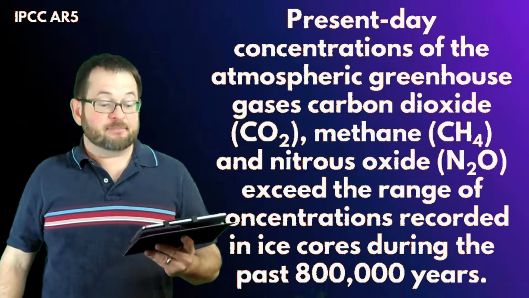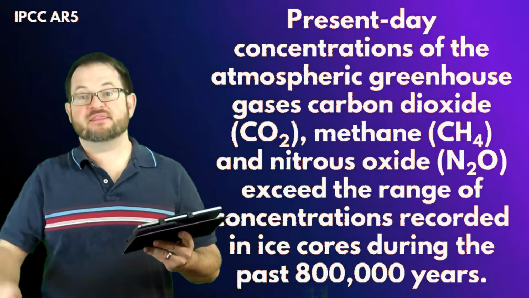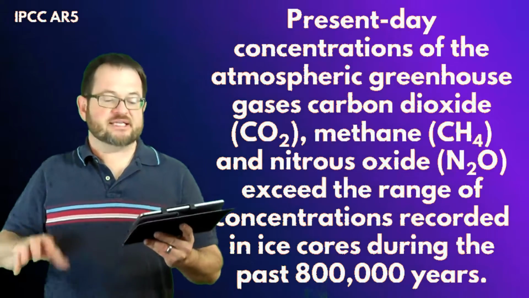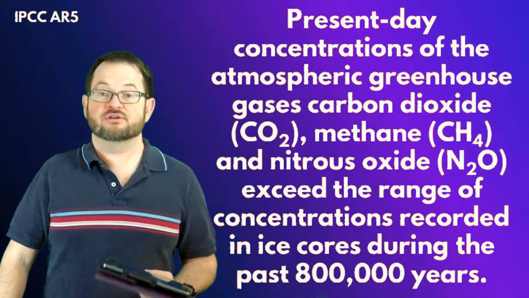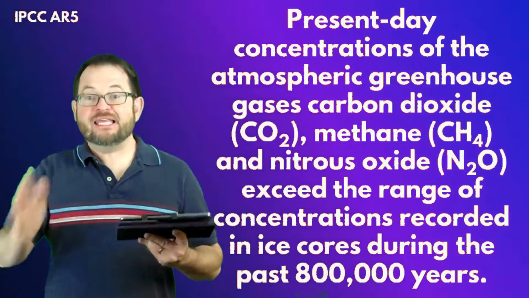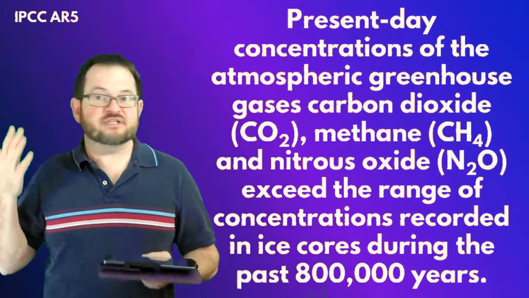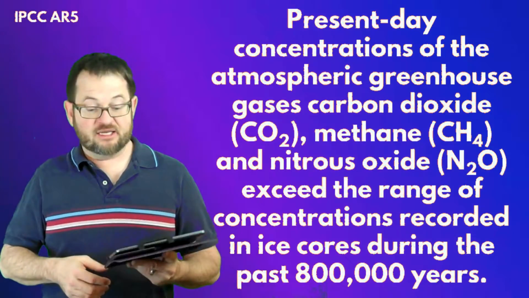And what we can learn from that is that present-day concentrations of atmospheric greenhouse gases, like carbon dioxide, methane, and nitrous oxide, currently exceed the range of concentrations recorded at any time in the last 800,000 years. Wow, that's really interesting. So we know that at least in the last 800,000 years, we've never seen concentrations of greenhouse gases in the Earth's atmosphere like what we're seeing now.